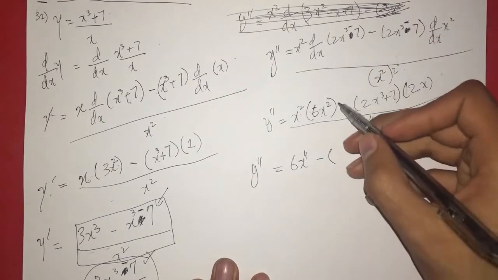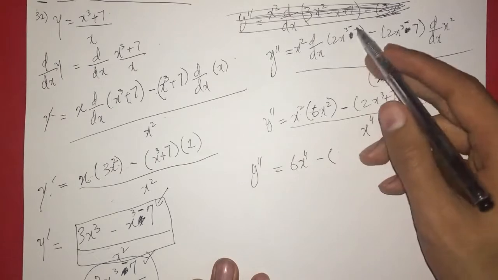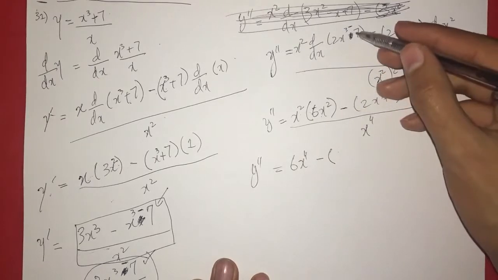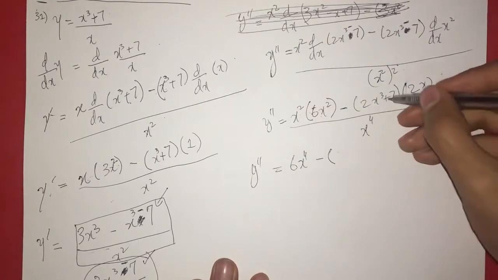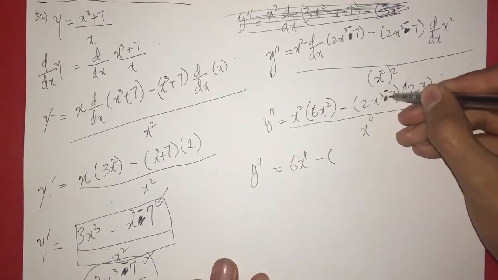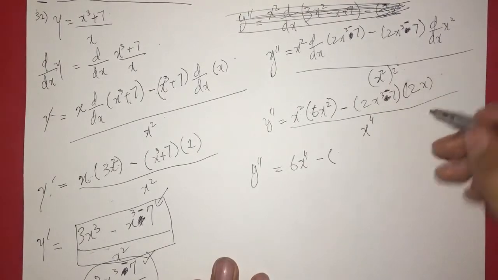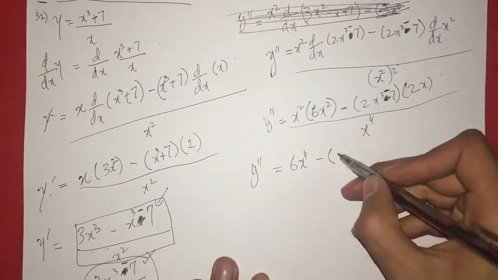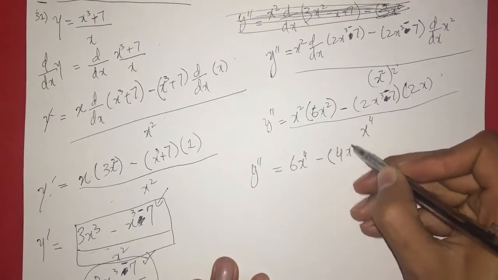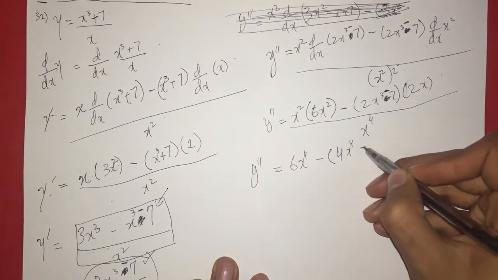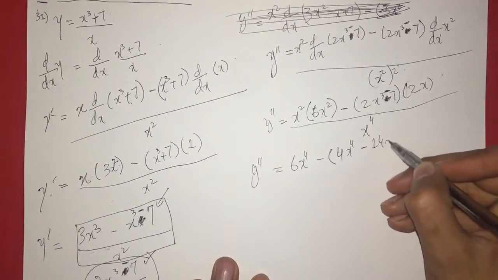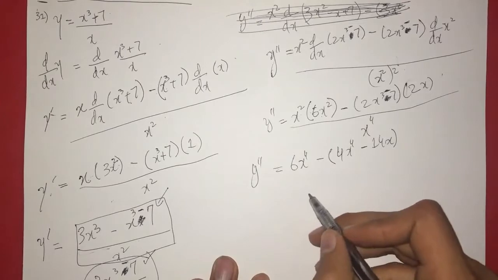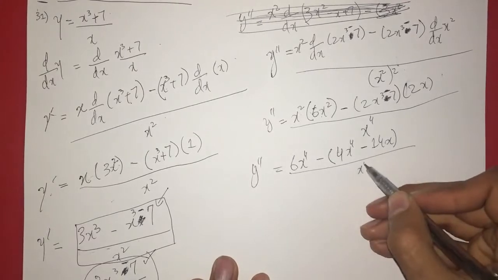So you have minus here, so 2x cubed minus 0, that does not matter because this becomes 0, minus 2x cubed minus 7. So that's equal to 2x cubed. So 2 into 2x is 4x power 4, minus 2 into 7 is 14x, and divide by x power 4.